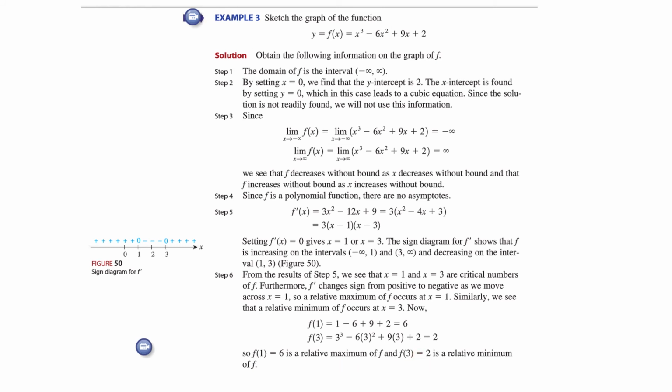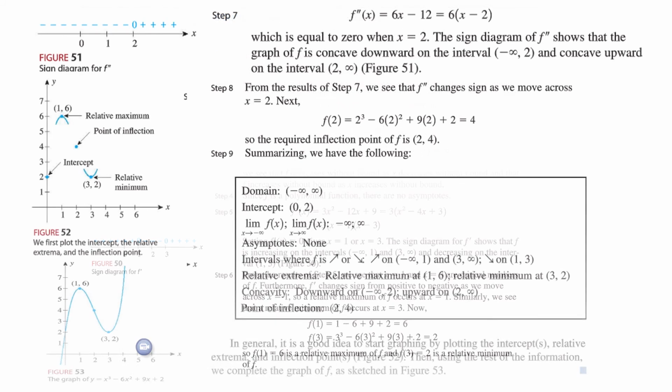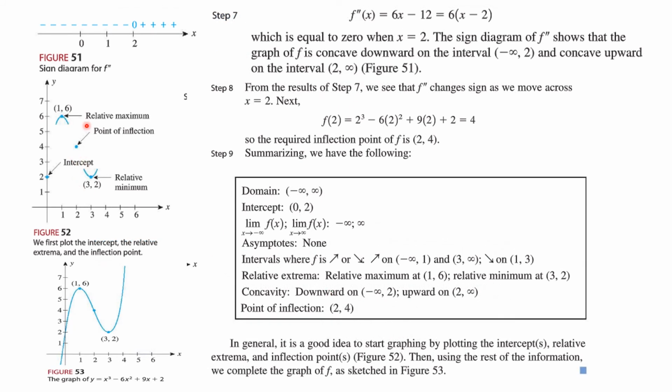We have a lot of information now, so we start plugging it in. And so we say, oh, there was the relative max, there's the relative min, there's the intercept, and we can, in step 7, set the second derivative equal to 0. The second derivative of this function is going to be 6x minus 12, factor out the 6, so this is 0 when x is equal to 2.